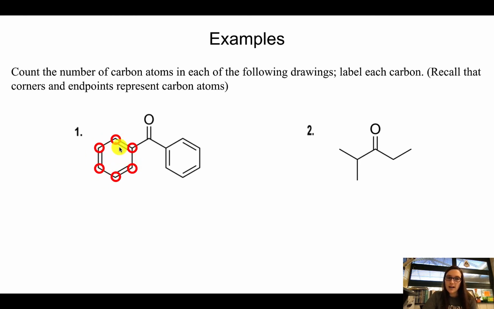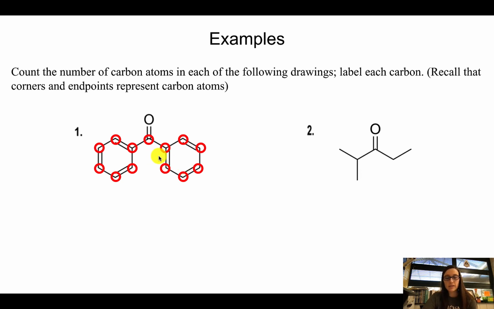Notice the 2 lines on some of them represent double bonds. Here we have a single bond, here we have a double bond. So we have 6 carbons on this ring, but then that's attached to this carbon in the middle. This carbon is single bonded to this one, single bonded to this one, and double bonded to an oxygen. And then we count the carbons on the other ring: 1, 2, 3, 4, 5, 6. If we add all of these together, example 1 has 13 carbon atoms.